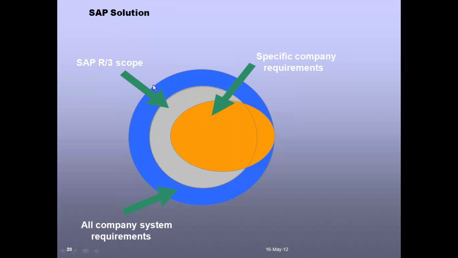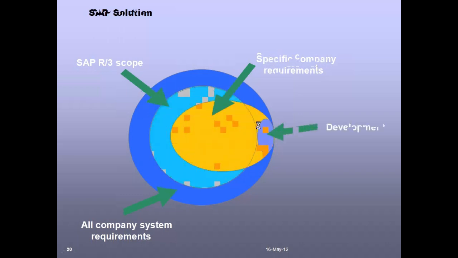Now you could see there is something in between these two circles. The one that is in between these two circles is what we call the gap. How to minimize this gap? You can minimize this gap by simply writing your own piece of code. That is what we call development.